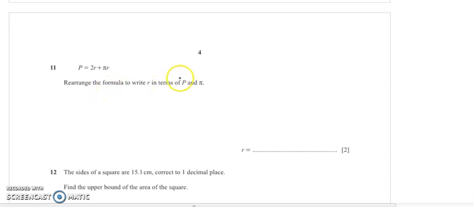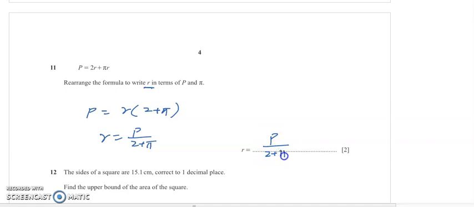In the next question, number 11, we have to rearrange the formula to write R in terms of P and pi. So let's rearrange the formula. First I will take R common because I have to make R the subject. So it will become P equal to R times (2 plus pi). Finally I will shift this 2 plus pi to the other side. So R is going to be P over 2 plus pi. So we will get R equal to P over 2 plus pi.